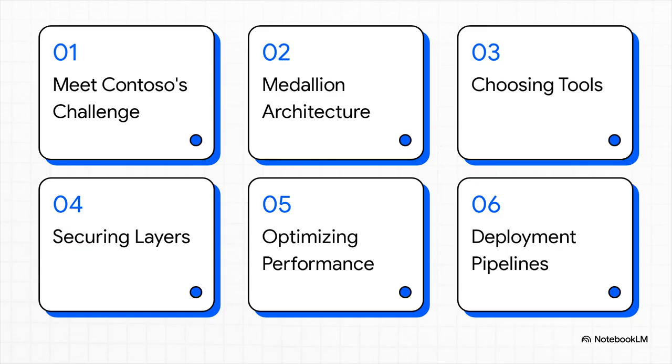Here is our roadmap for today. 1. Meet Contoso's challenge. 2. The medallion architecture. 3. Choosing tools. 4. Securing layers. 5. Optimizing performance. And finally, 6. Deployment pipelines.